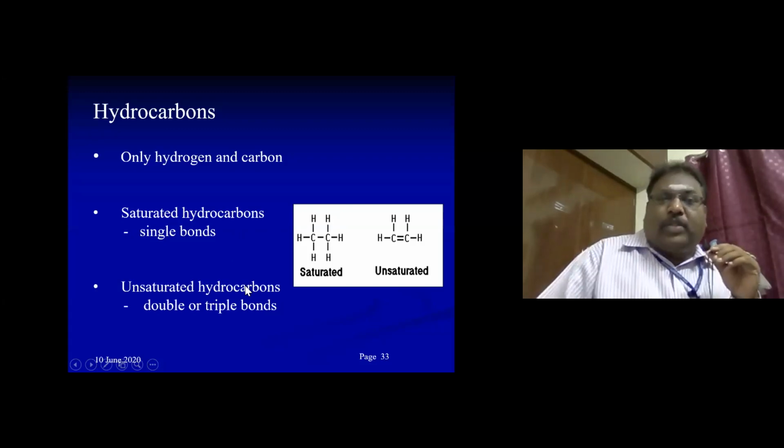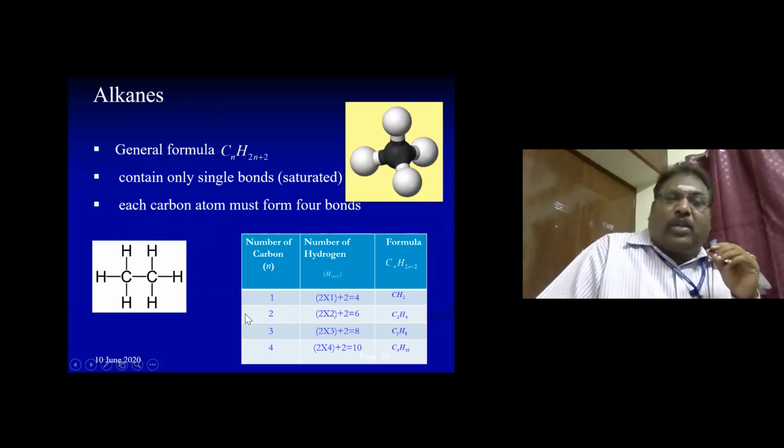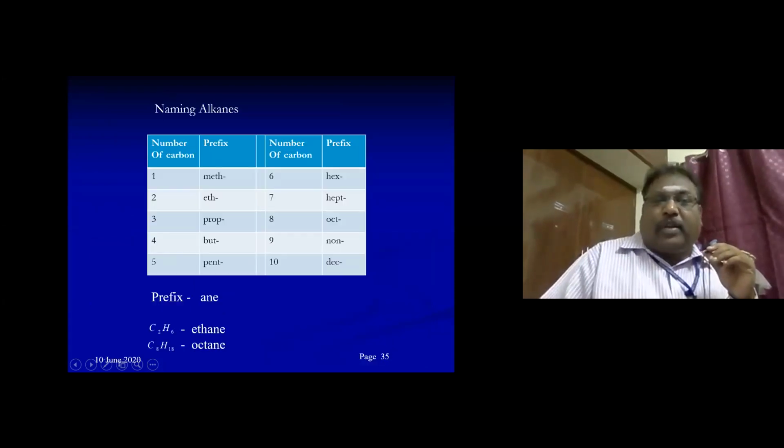The structures we studied in our +2 and college are alkane, alkene, alkyne. The general formula of alkane is CnH2n+2. Substituting n equal to 1, it's methane, CH4. Then ethane, C2H6, and so on. So this is the relation between the number n and the number of hydrogens in the formula. It contains single bonds. The alkane names are methane, ethane, propane, butane, and so on up to decane.